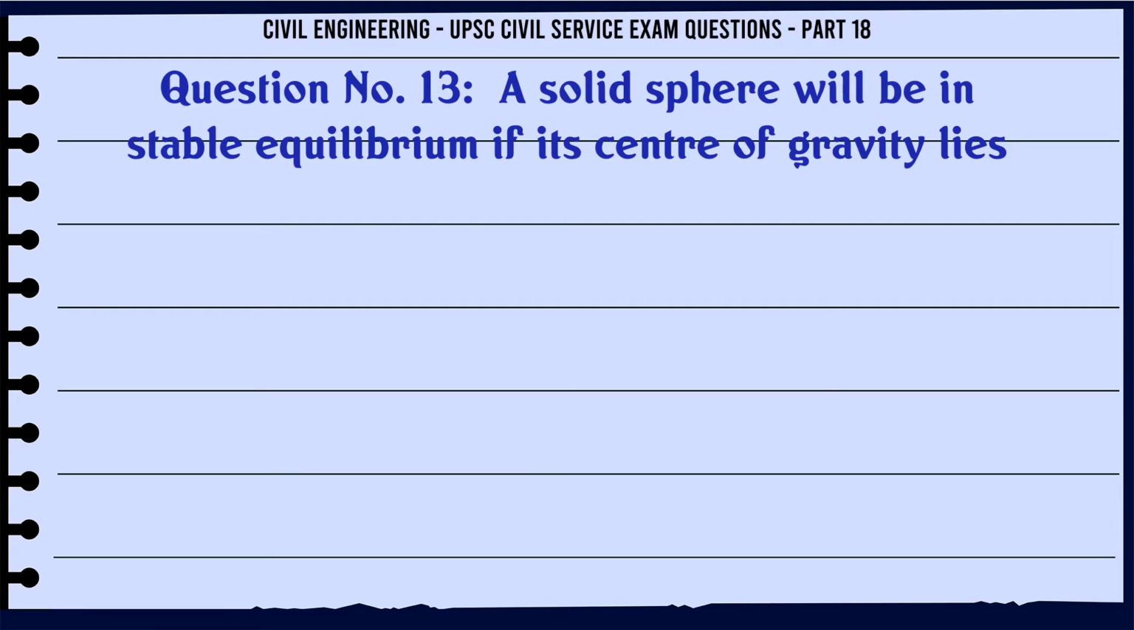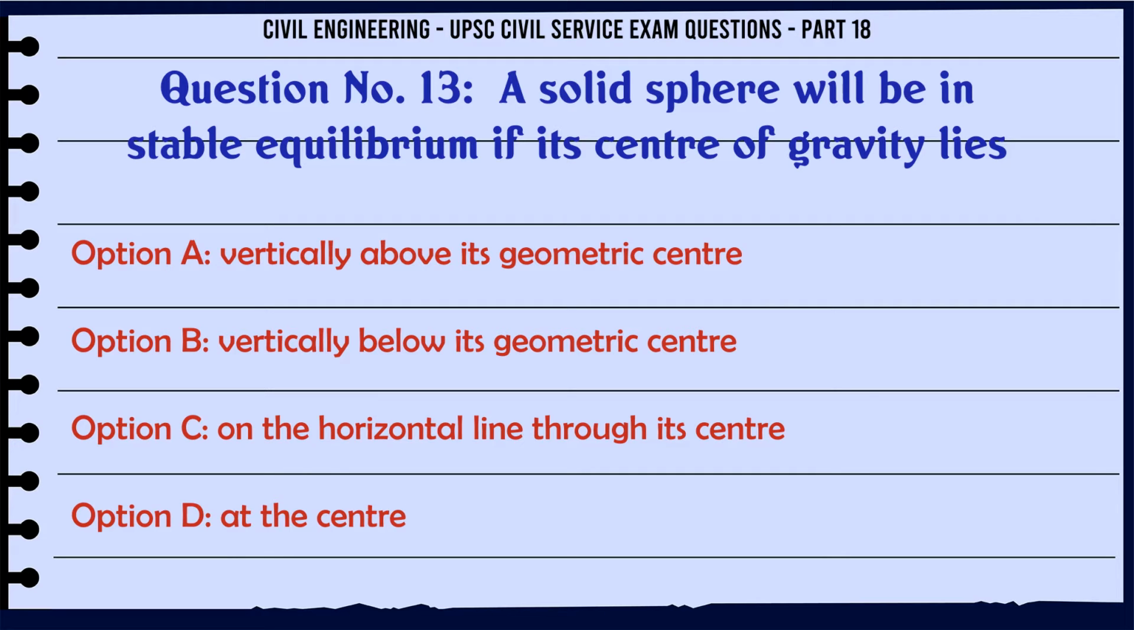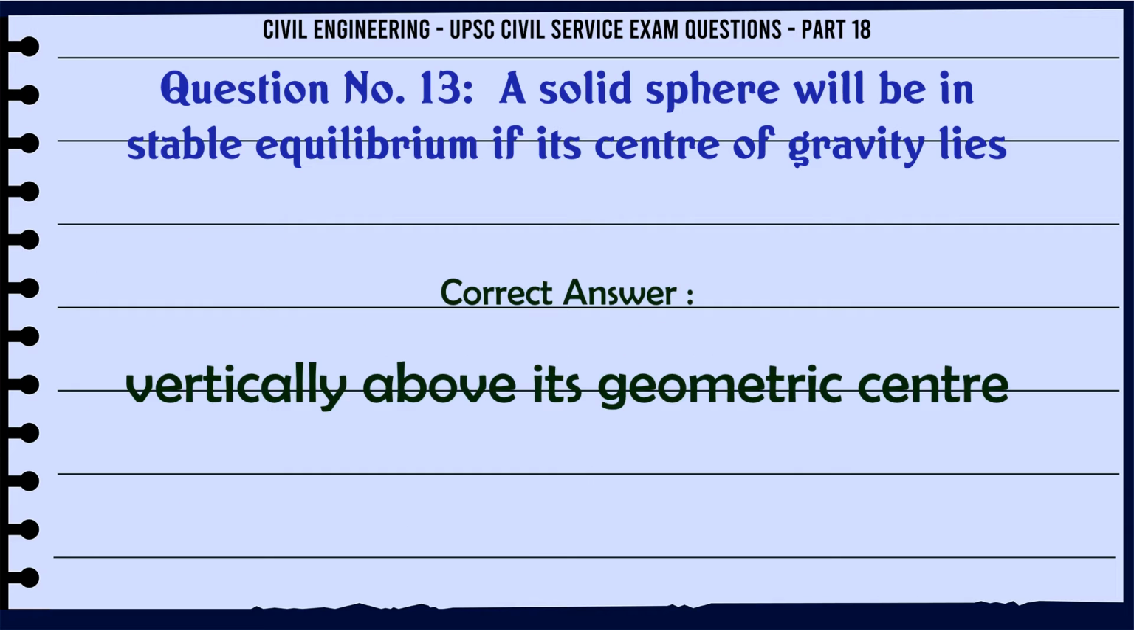A solid sphere will be in stable equilibrium if its center of gravity lies: A. vertically above its geometric center, B. vertically below its geometric center, C. on the horizontal line through its center, D. at the center. The correct answer is vertically above its geometric center.